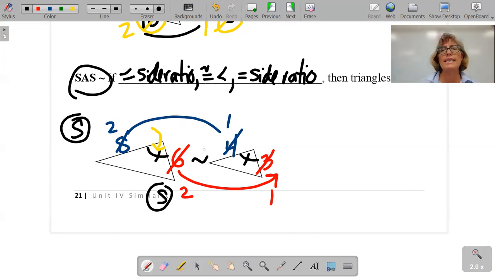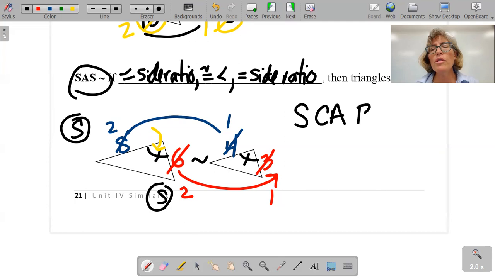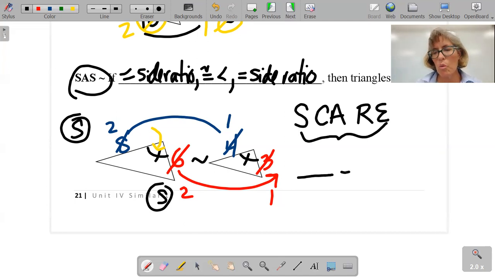Why is it important to establish similarity? Because the minute something is similar, you know that all your angles are congruent and all the side ratios are equal, which means you can start working the triangles like this with a proportion.